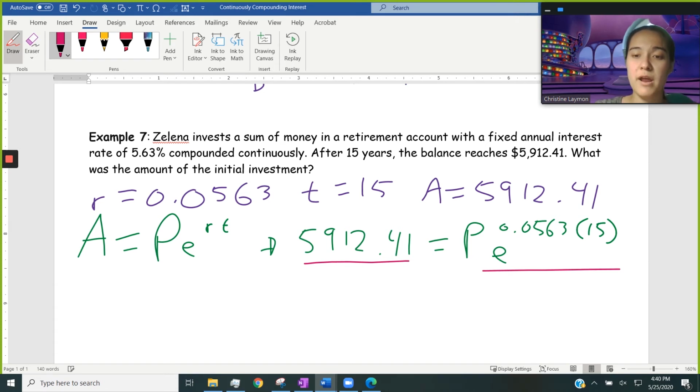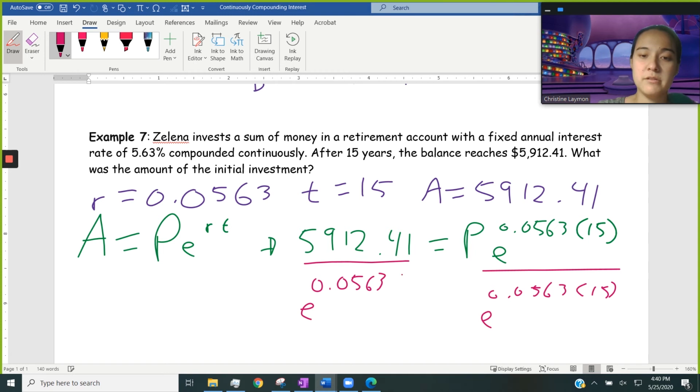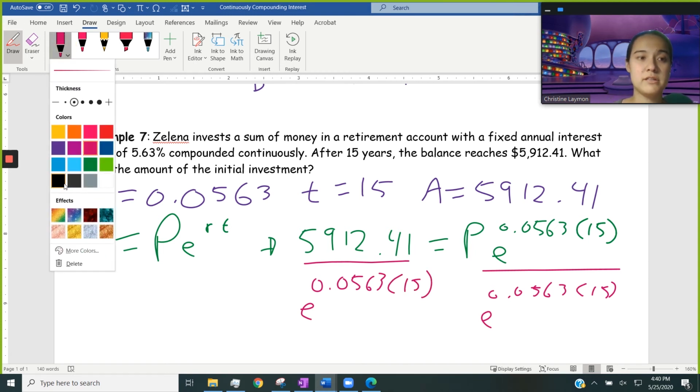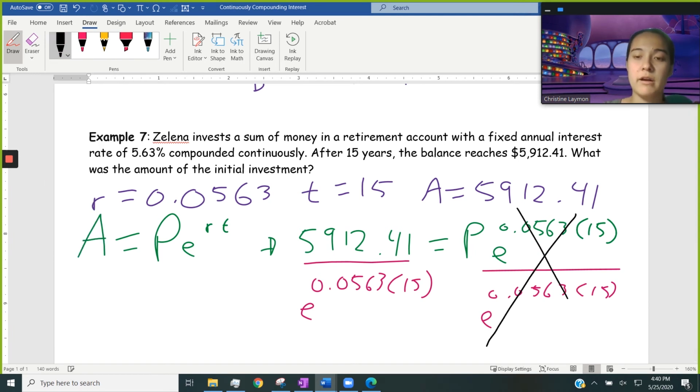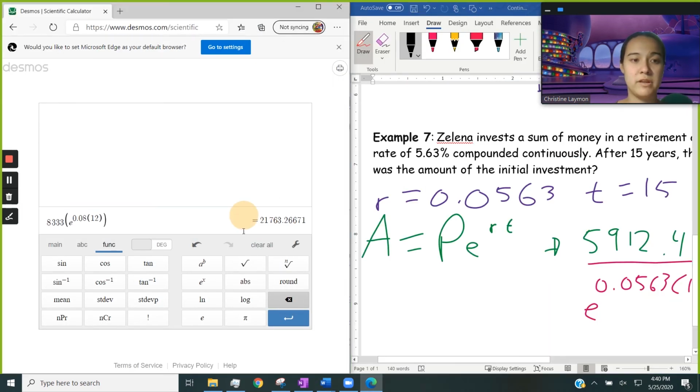Divide left and right by e to the 0.0563 times 15, and the same thing over here. Okay? Notice on the right-hand side, those are entirely gone. These e's are now done. All we have to do to get that principal is type this into our calculator. And again, that's why I'm saying make sure you know how to access scientific calculators, because that's how we're going to do this. Slide this over here and clear all.